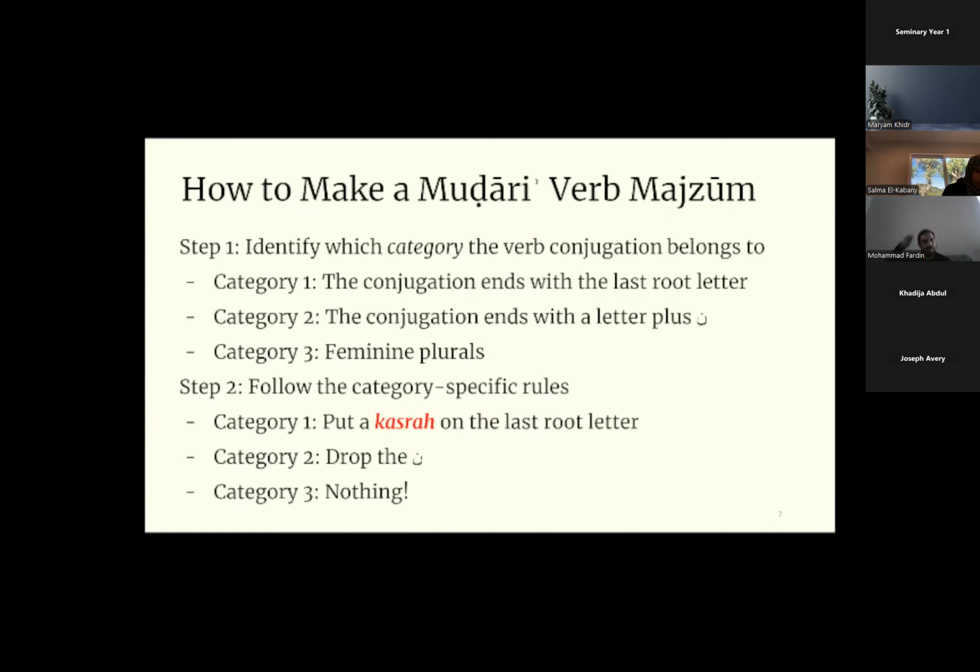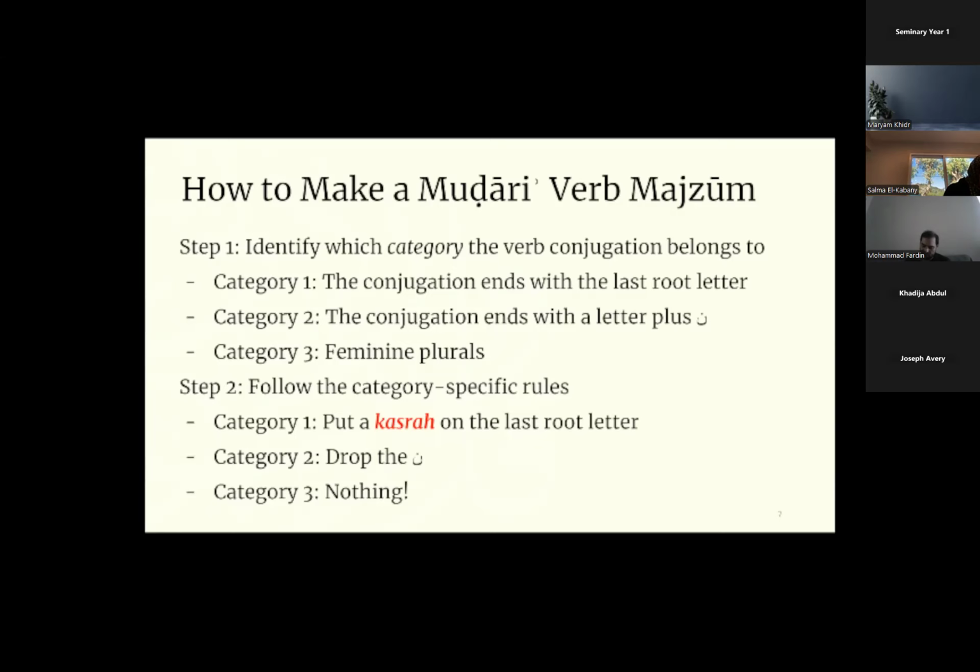Category 2, the conjugation ends with a letter plus a noon. Quickly, what conjugations are these? Anti, antuma, antum, and I think he mentioned huma already. Good. So category 2 is all of our duals, all of our masculine plurals, and anti.